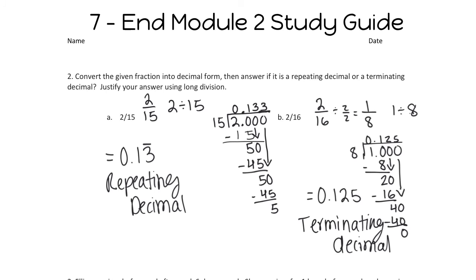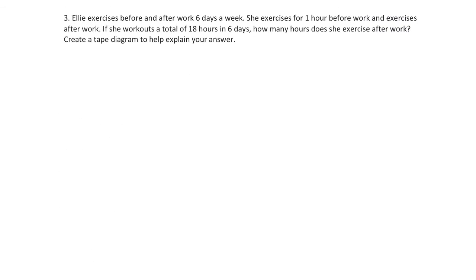All right, let's go to number 3. Ellie exercises before and after work 6 days a week. She exercises for 1 hour before work and exercises after work. If she works out a total of 18 hours in 6 days, how many hours does she exercise after work? Create a tape diagram to help explain your answer.